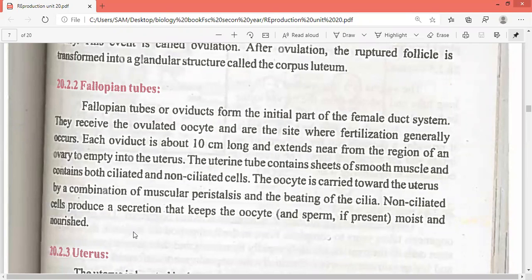Okay? Non-ciliated cells produce a secretion that keeps the oocyte, and the sperm if present, moist and nourished. Mark this line, okay? Non-ciliated cells. What do ciliated cells do? What do non-ciliated cells do?